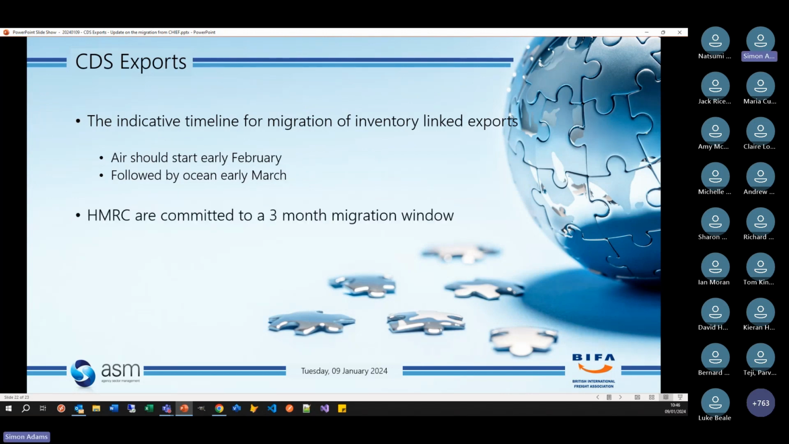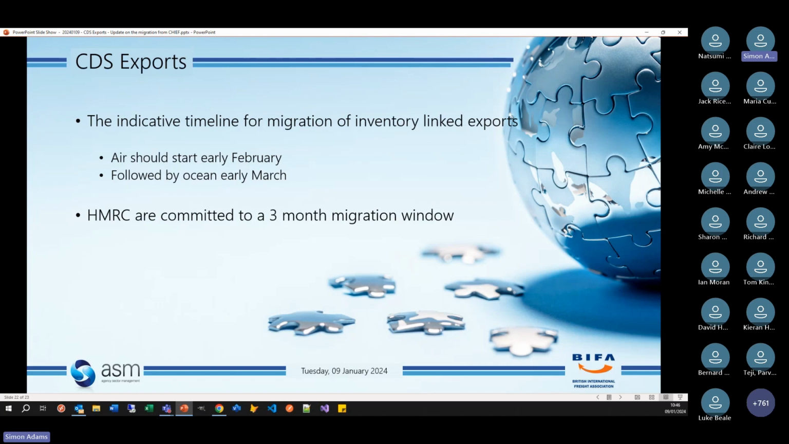HMRC have said they're committed to a 3-month migration window. So from early March, we are talking about March, April, May as the migration window. So for AIR, that would give you 4 months to migrate. For Ocean, it would give you 3 months to migrate.